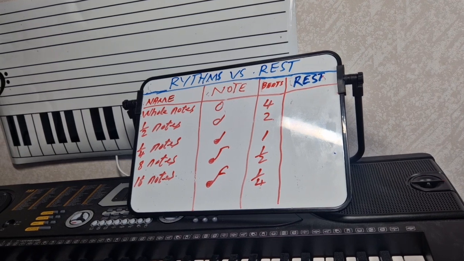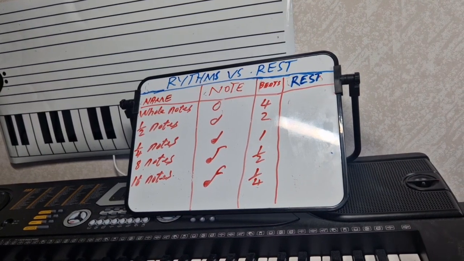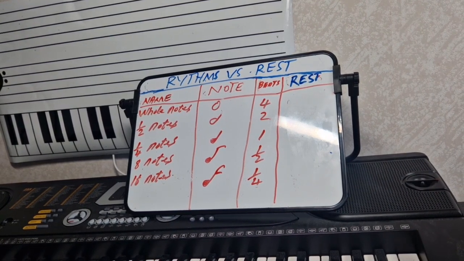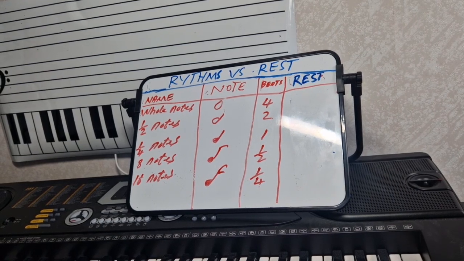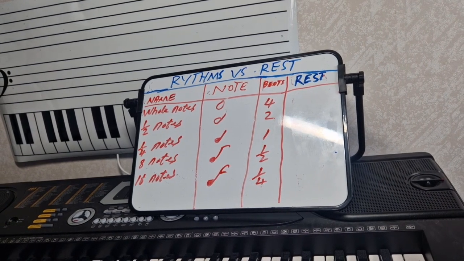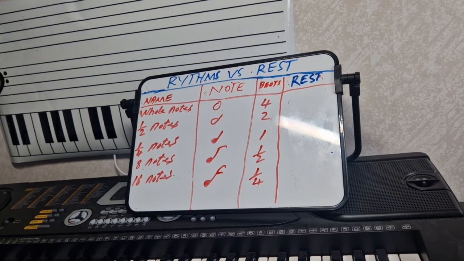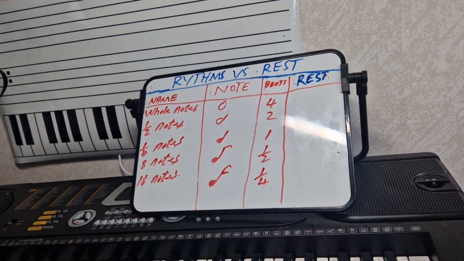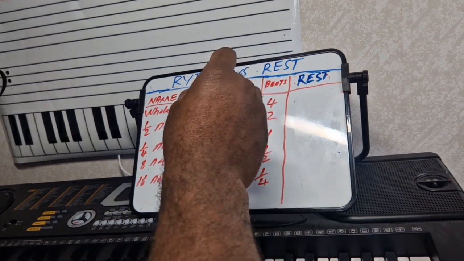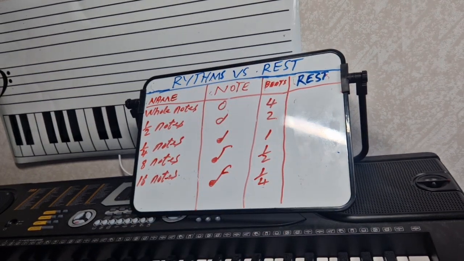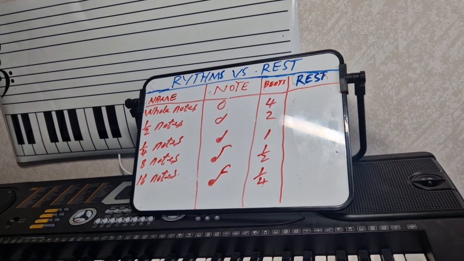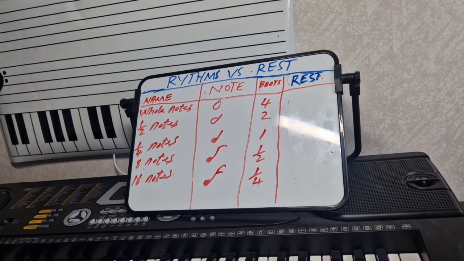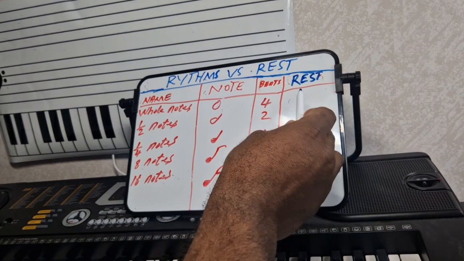Now friends, before we proceed, I would like us to retrospect on what we did last time about rhythms. We talked about different types of rhythms and how the notes are symbolized. We also talked about how many beats each rhythm has. But one thing we never spoke about was rest.